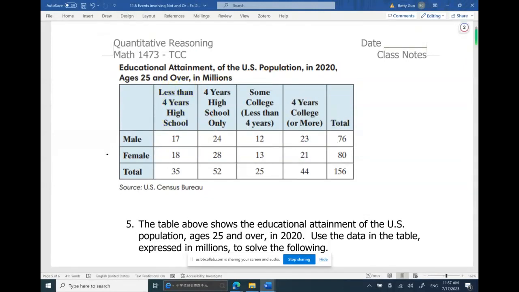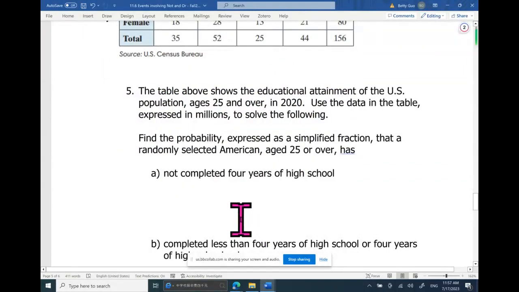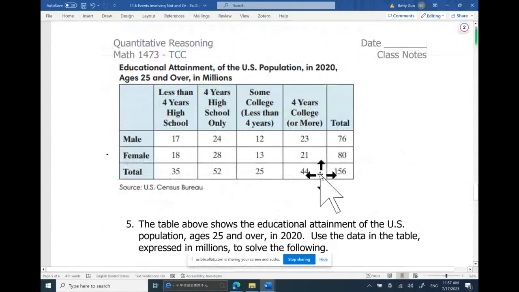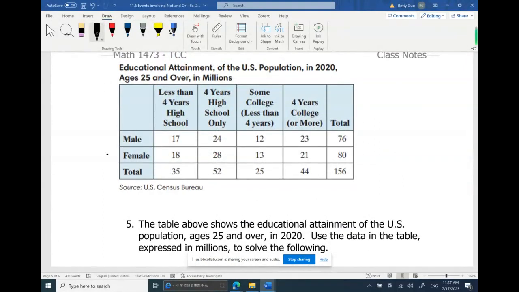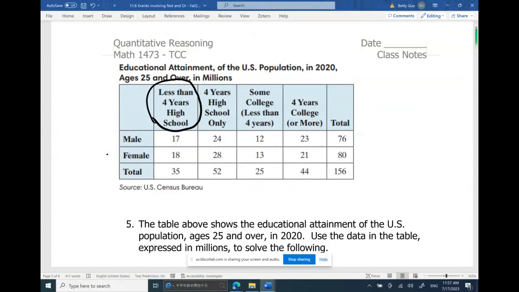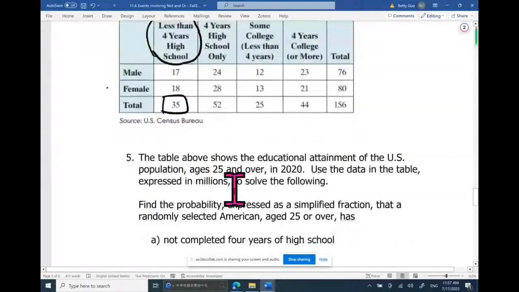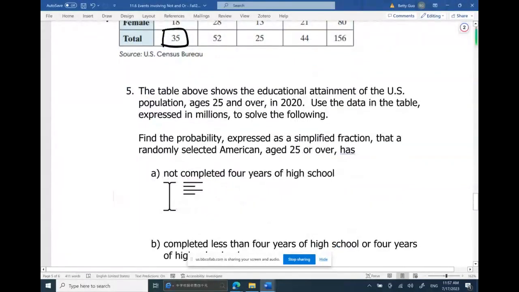All right. So it simply means you must read the question carefully. Not completed the 4 years of high school simply means the probability of randomly selecting a person who belongs to this category: less than high school, 4-year high school education. How many people are there? 35. And the total people is 156. So by the empirical probability, we have 35 over 156.